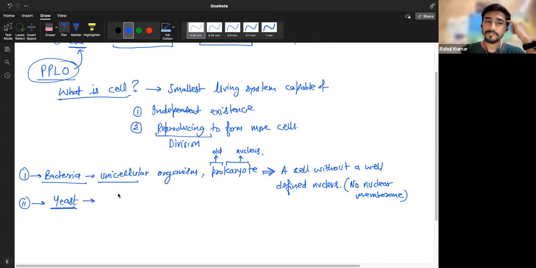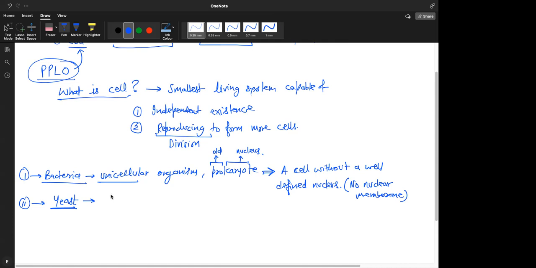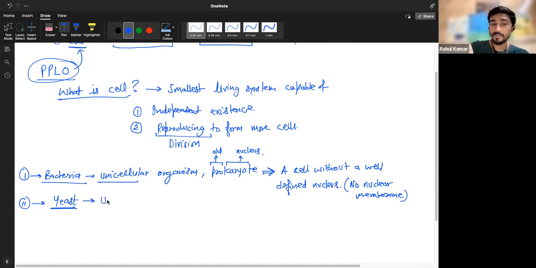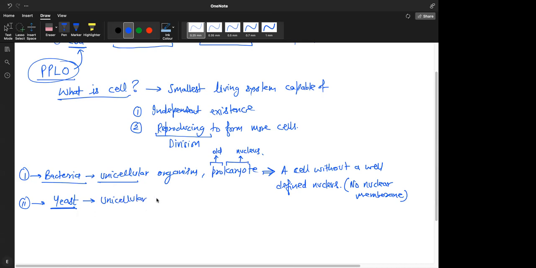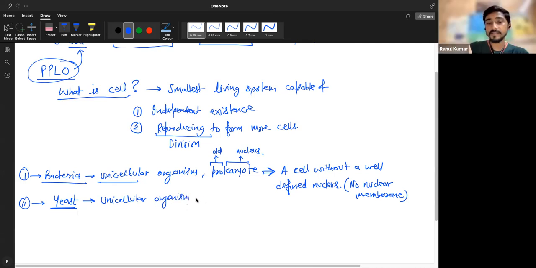Is it multicellular? No, it is also unicellular. Yeast is a single cell. But the difference between yeast and a bacteria is that yeast is eukaryotic. Yeast belong to the kingdom fungi.